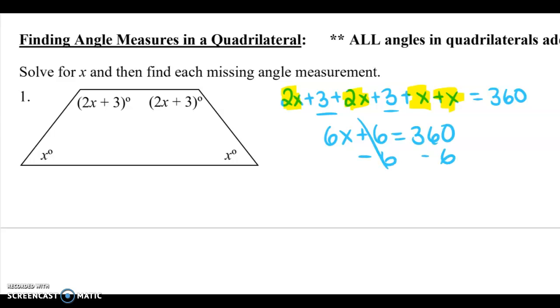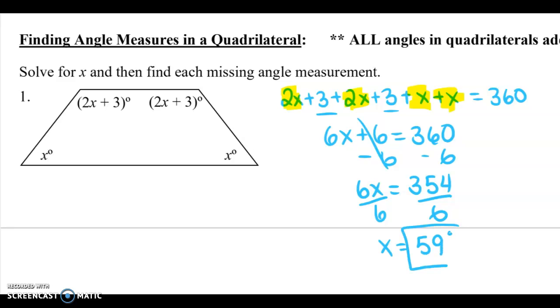Subtract 6 over. 6x is equal to 354. Divide by 6. 354 divided by 6 is 59. So x is equal to 59 degrees, and then I have to find all the angle measurements.